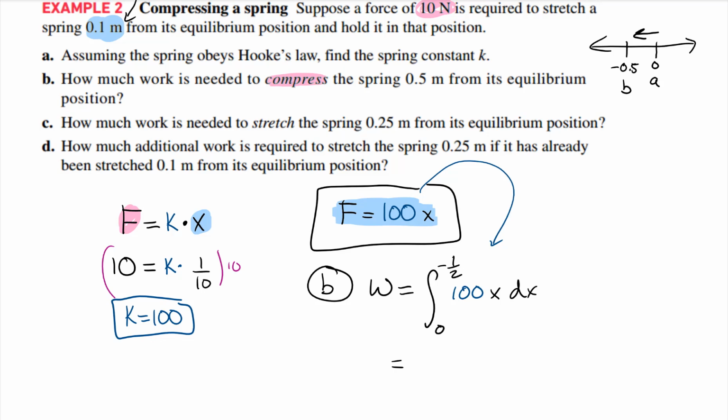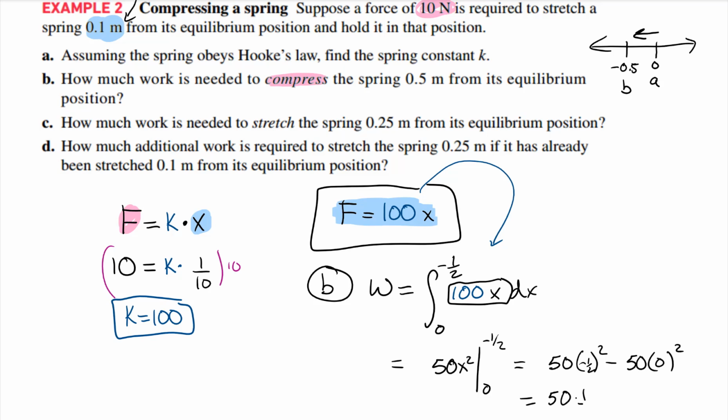So we're going to see, what's the antiderivative of 100x? Isn't that 50x squared? Yeah, that's 50x squared from 0 to negative 1/2. Now, do you think it's going to matter that we have a negative in there? You think that means anything? No, it's going to be squared. So it actually doesn't really matter whether you're compressing or you're stretching when it comes to the work. Work is just work. So we get negative 1/2. We get 0. Yay, 0's the best. So we get 50 times 1/4.